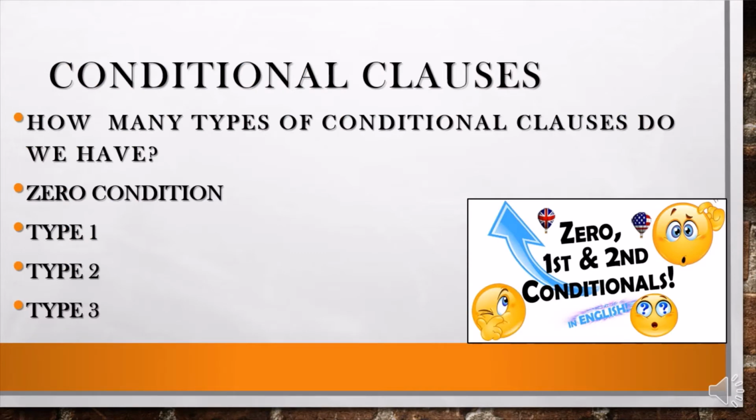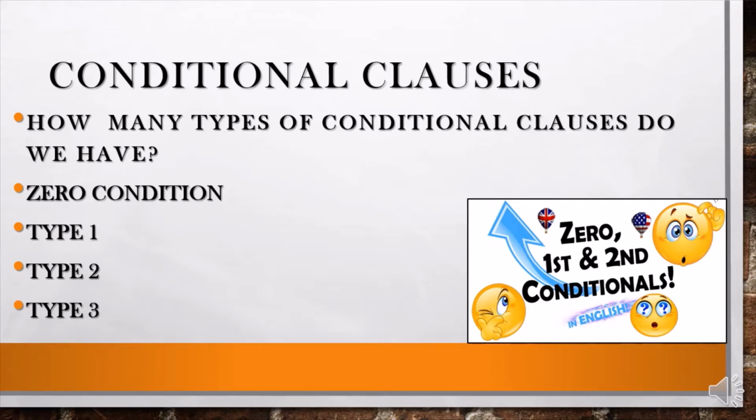So, if you remember, we talked previously about conditional clauses, and I told you that we have four main types. We have zero condition, and conditional clauses type 1, type 2, and type 3. Of course, each one of these types has a different rule, different usage, and different meaning.